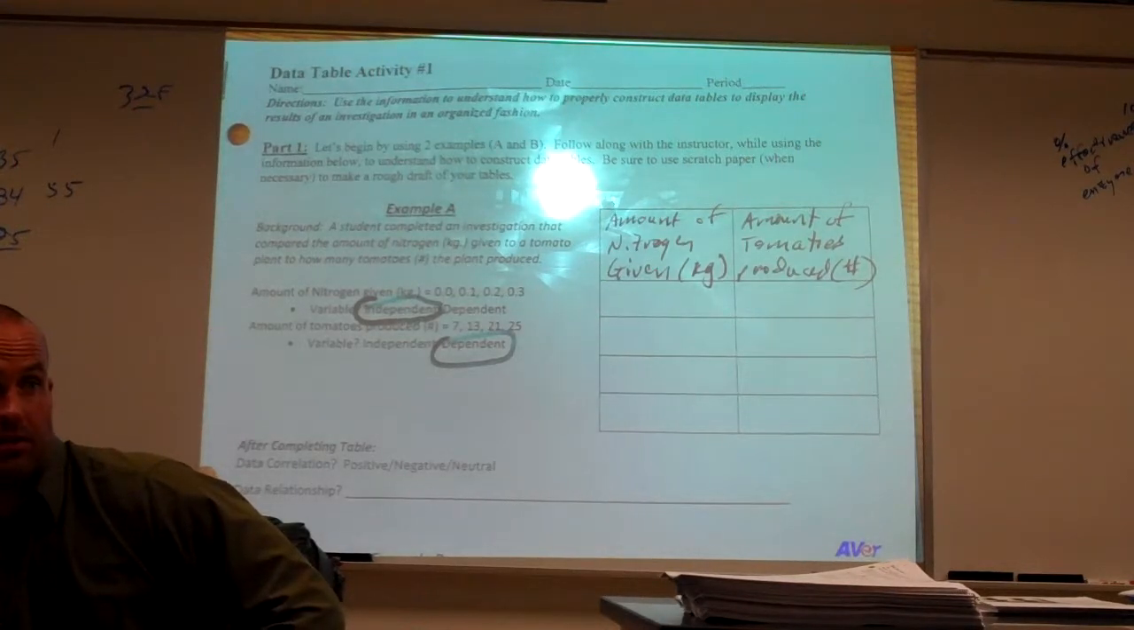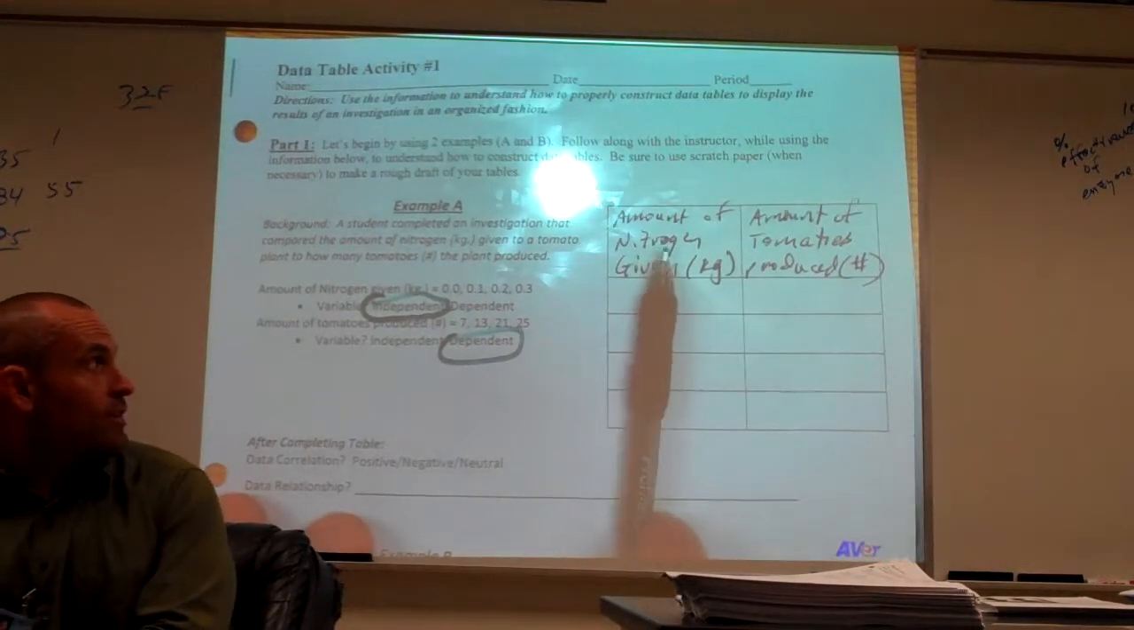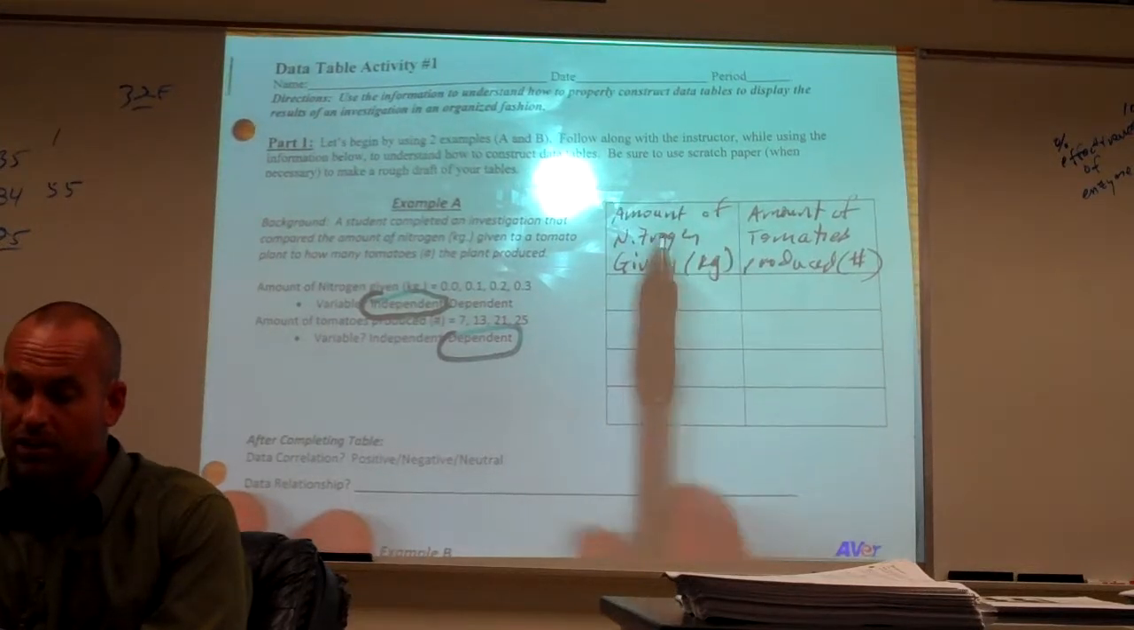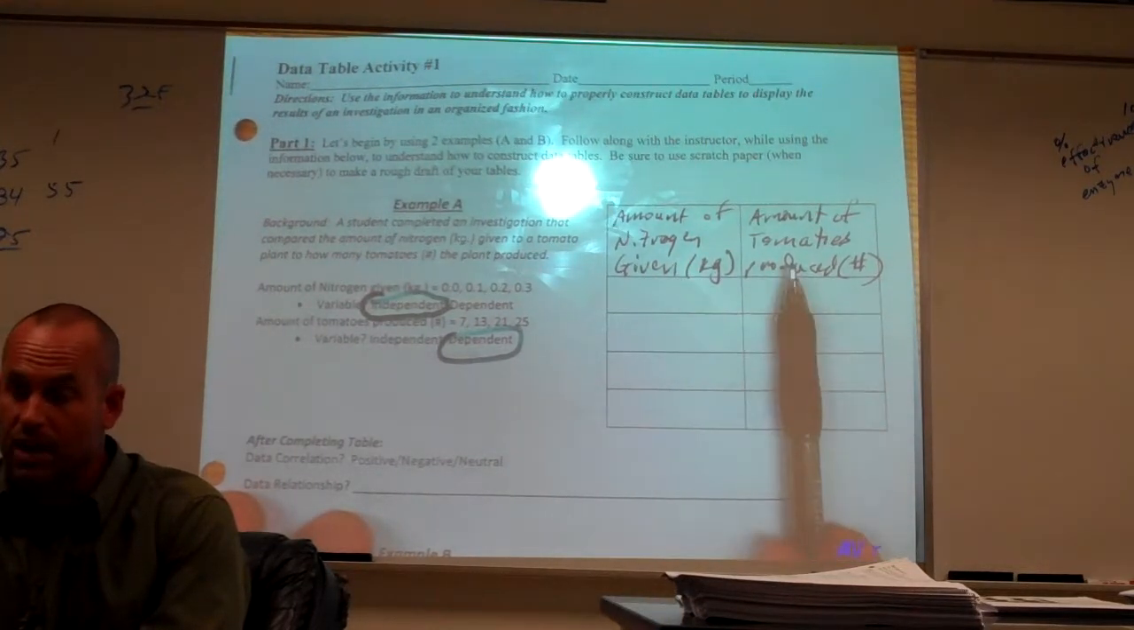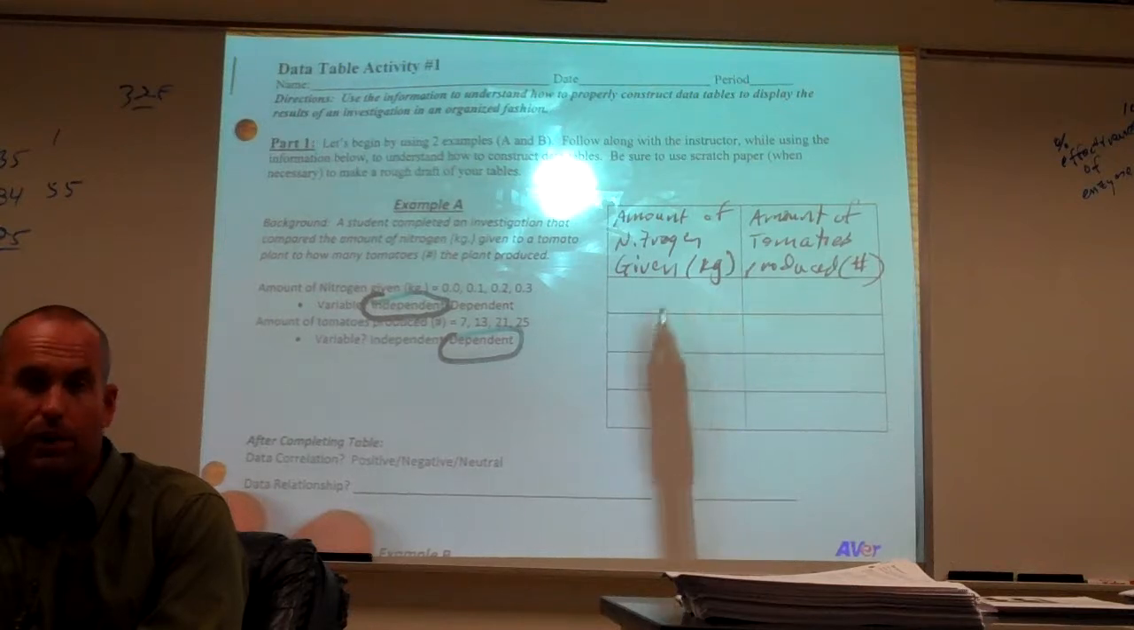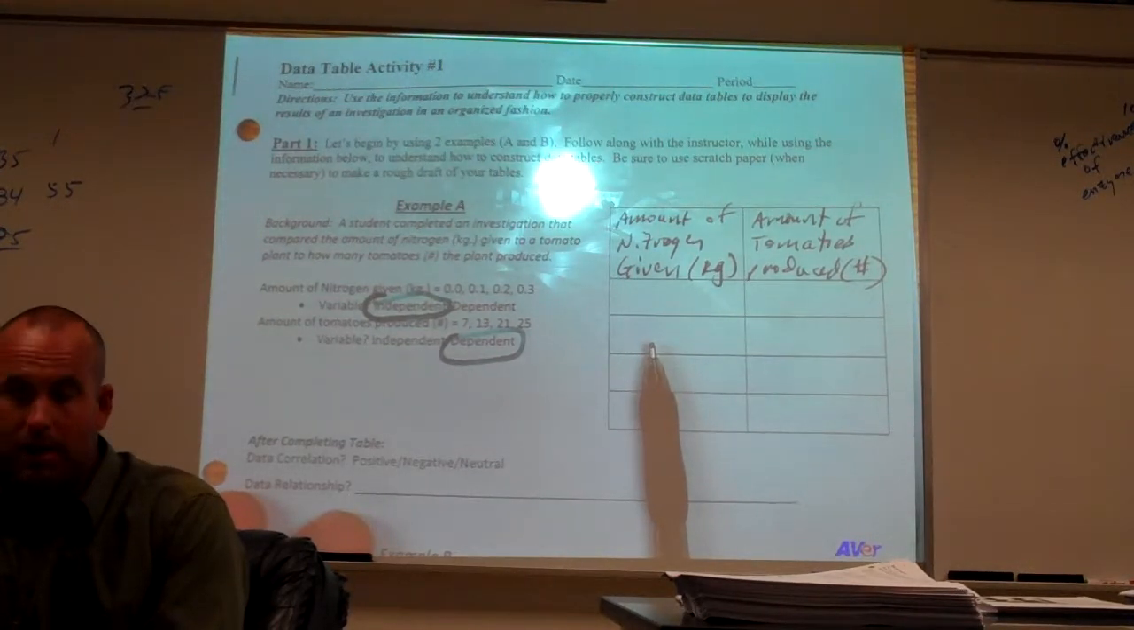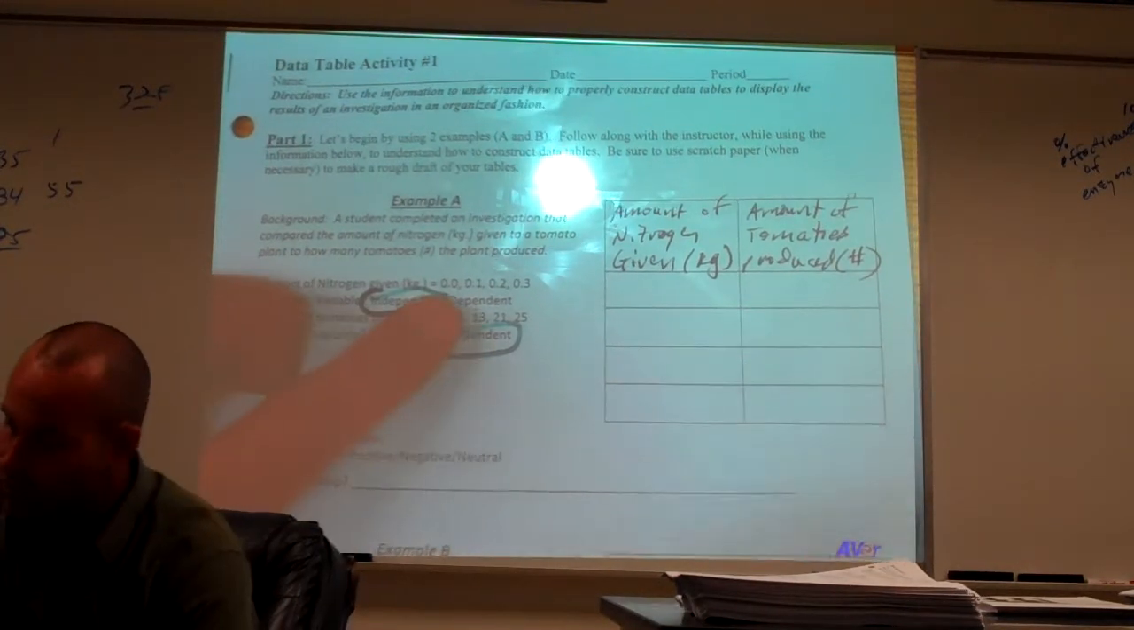So now we know this. Watch. Everything in this column belongs to this top header. Everything in this column belongs to this top header. So once we have the units in there, we don't have to add them in anymore, okay? Now, just make sure you correlate them out.